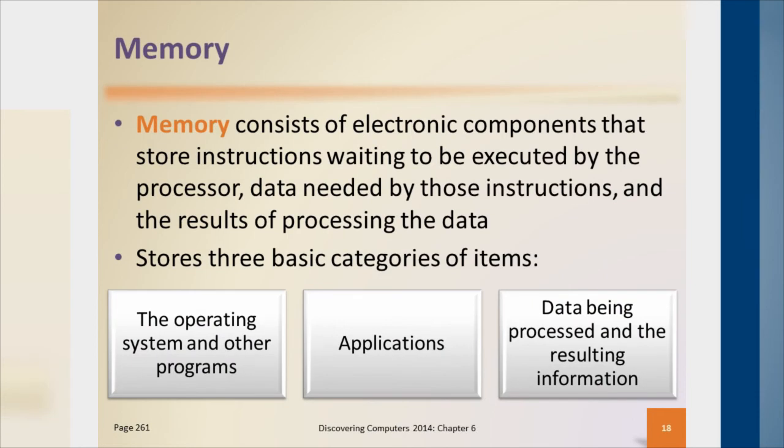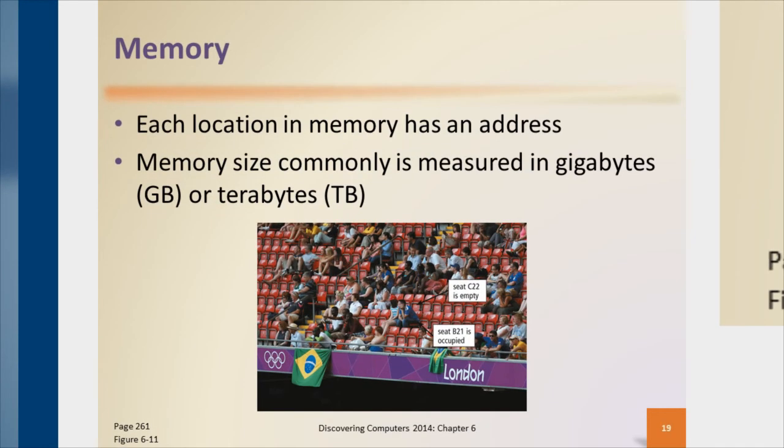Okay, so we talked earlier a little bit about memory and that there's several different types, and this is something that comes up several times in this chapter. Memory consists of electronic components that store instructions waiting to be executed by the processor, data needed by those instructions, and the results of the processing data. So in general, we're going to have three categories of information that are stored in memory. We're going to have the operating system itself, we're going to have the various applications that we fire up, and then we're going to have the programs or the actual files that we create or that we're using loaded into memory.